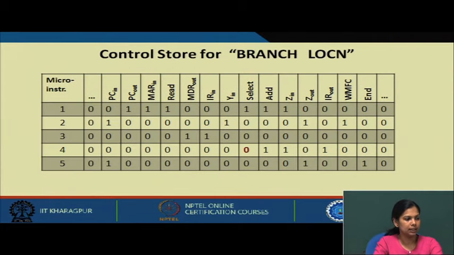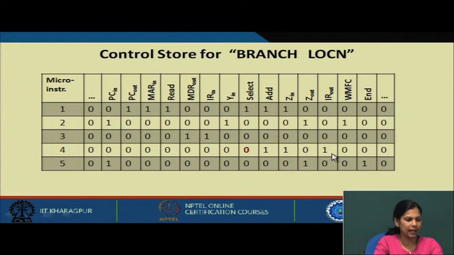Similarly, for branch, we have shown. So similarly for branch, the first three will be the same, and for this particular step we have to do select Y. So if select 4 is 1, select Y will be 0, and we perform add, Z in, and then we also perform IR out, because the offset field of IR out should be available.